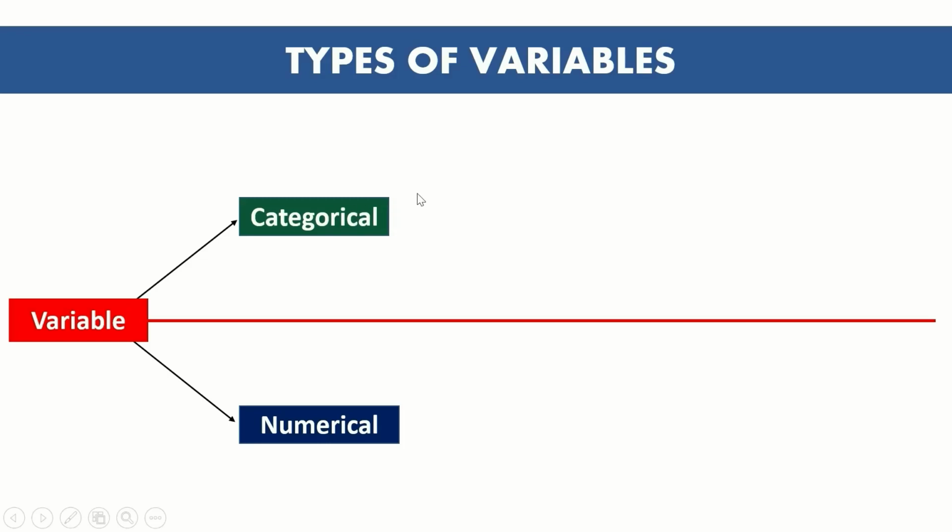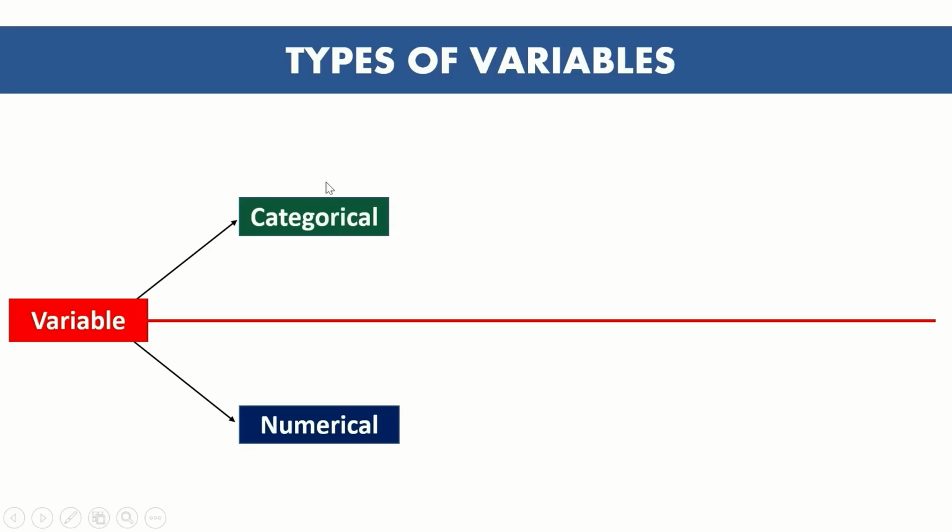An example is gender, male and female. Another example, level 100, 200, 300, 400. Another example, marital status, married, divorced, single, and so on. Now, when we have any kind of variable that is putting respondents into groups, then it falls under categorical variable.